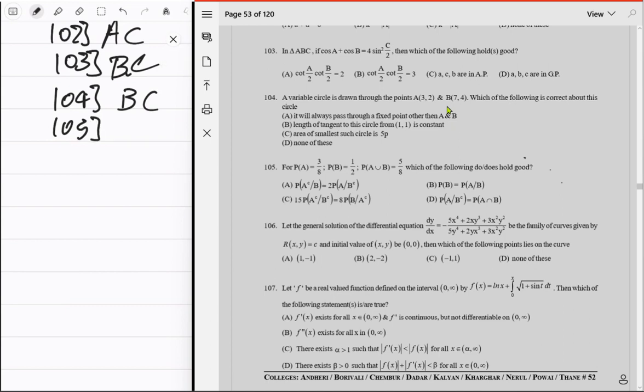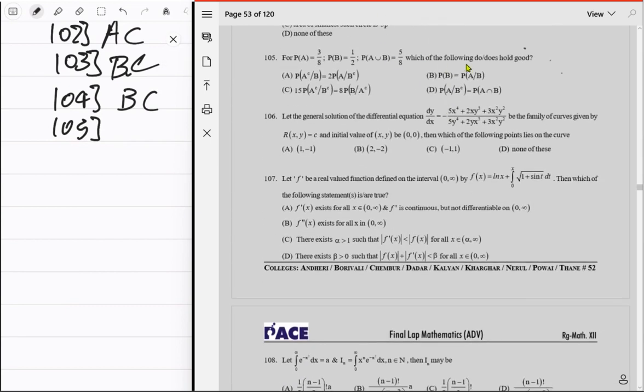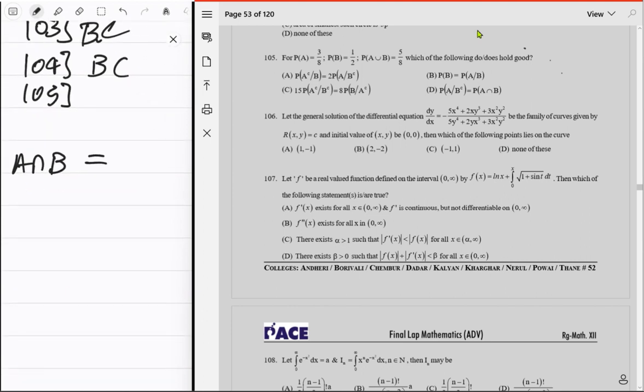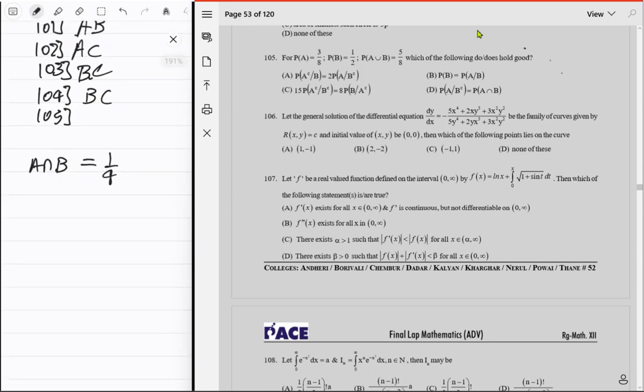105 is for A. Okay, the following does not hold good. Once again, do everything the same. What is the probability of A intersection B though? A intersection B is equal to 3/8 plus 1/2 minus, which is like negative 1/4, like 1/2. That's 1/4. Okay, right? You got the thing.